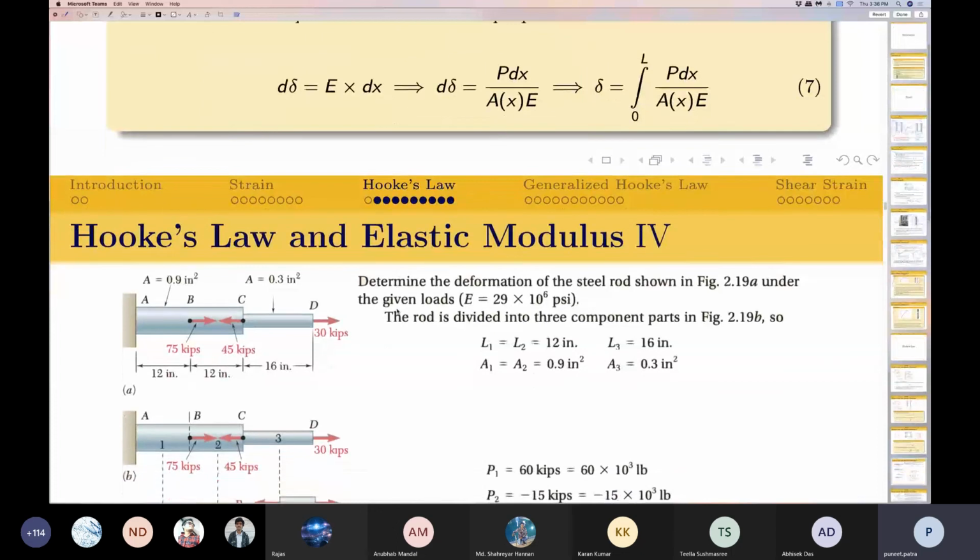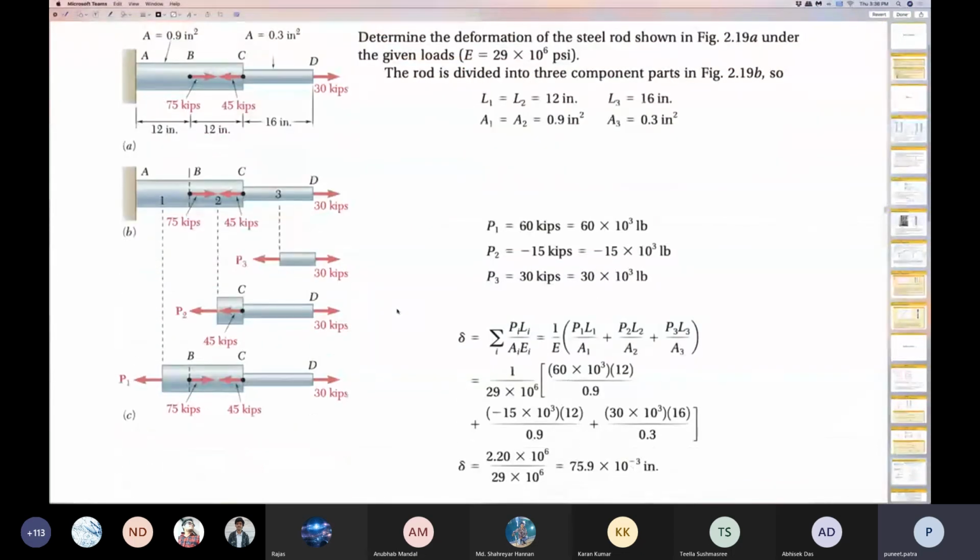Okay. Let us look into one of the problems. Over here you see a bar with two different cross-sectional areas, and this bar is subjected to three concentrated forces at B, at C, and at D. I am asked to find out the deformation of the steel rod. In other words, I am asked to find out by how much the joint, the free end at D, is going to move. So, you see this bar has a varying cross section.